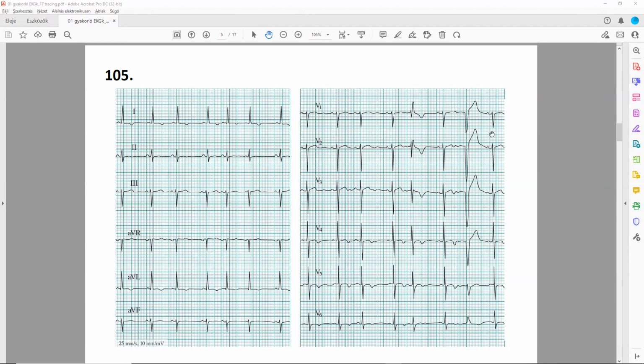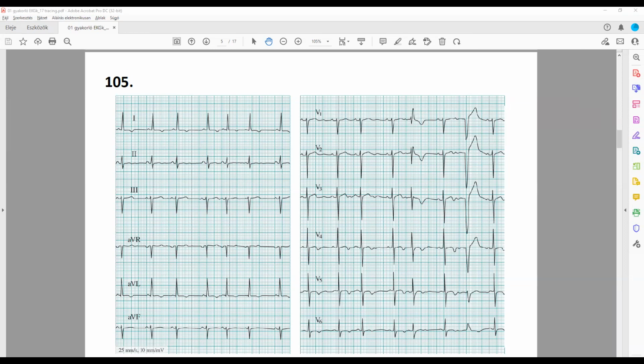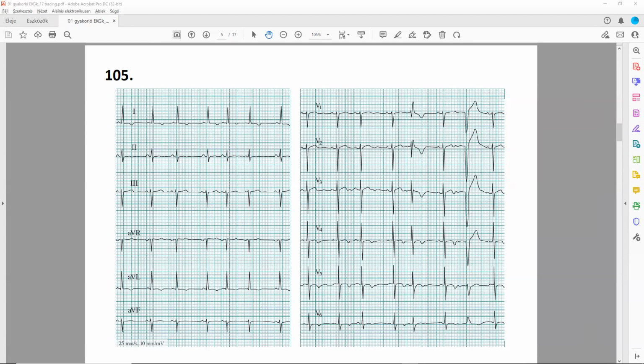That's great. Okay, so heart rate is 91. That's about normal. Equiphasic lead is lead number 2. That's very good. So AVF is negative, so the axis is... it's not good. Lead one is positive, AVF is negative, so it should be like minus 90 to 180.